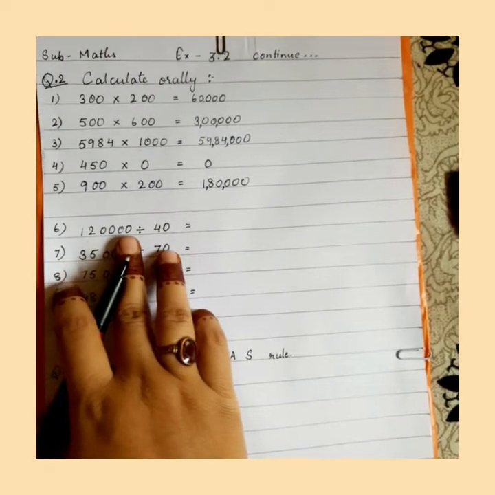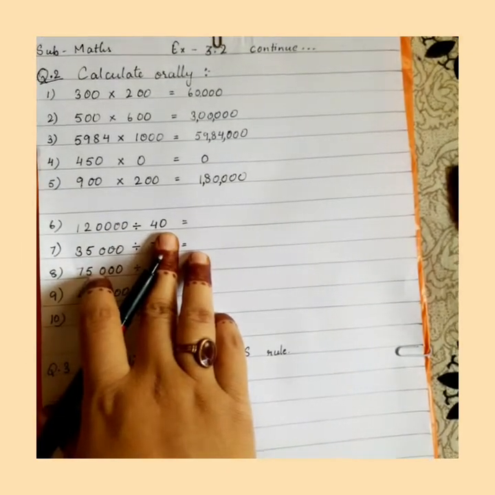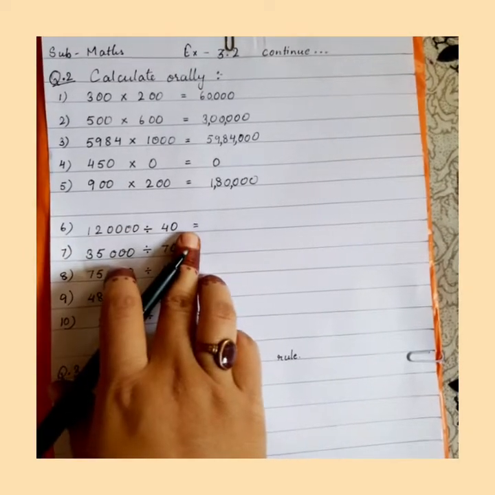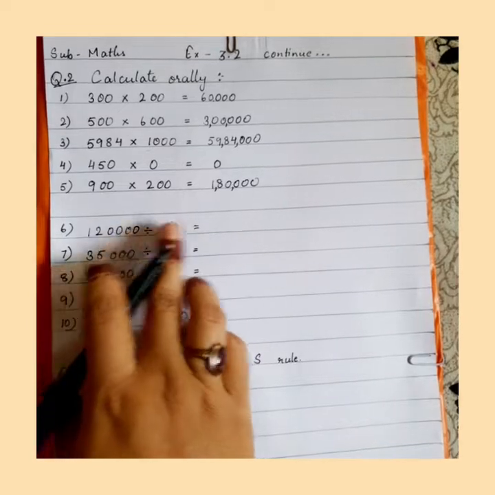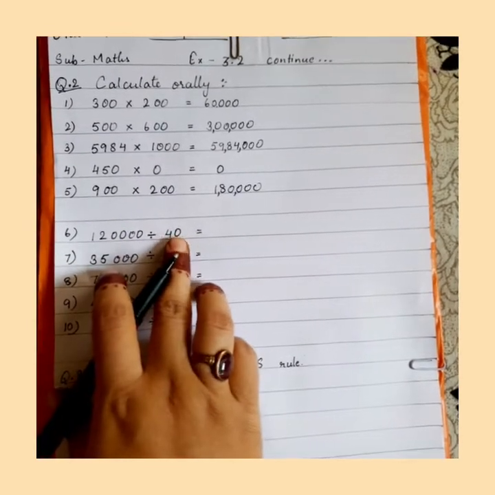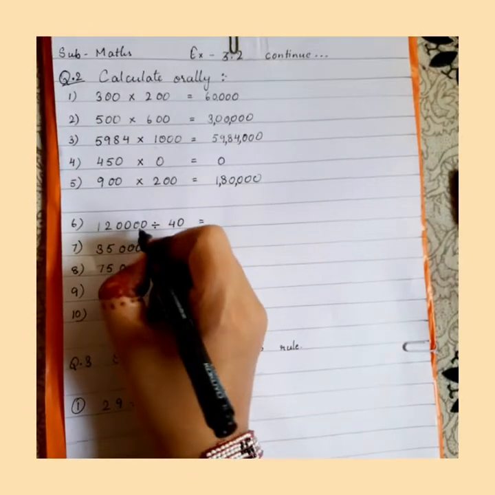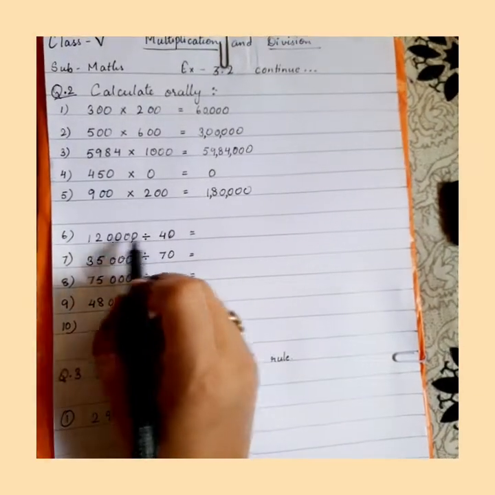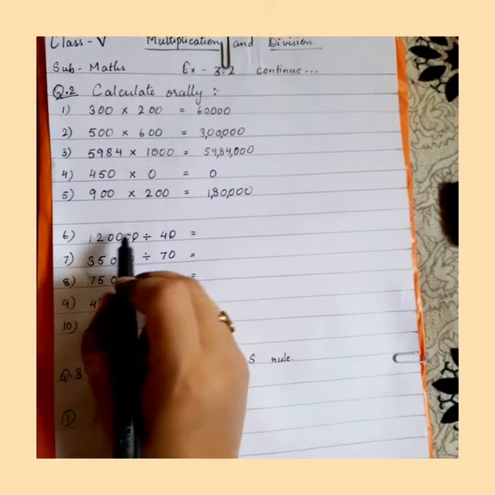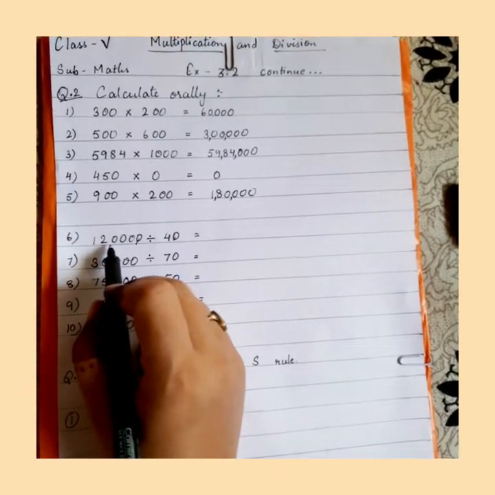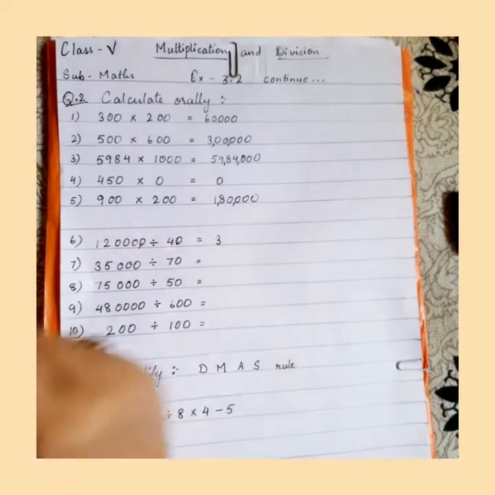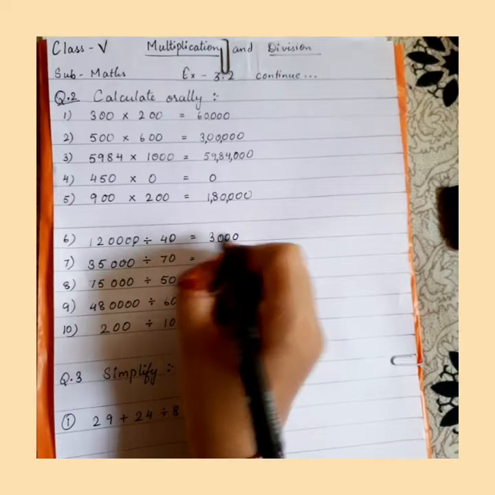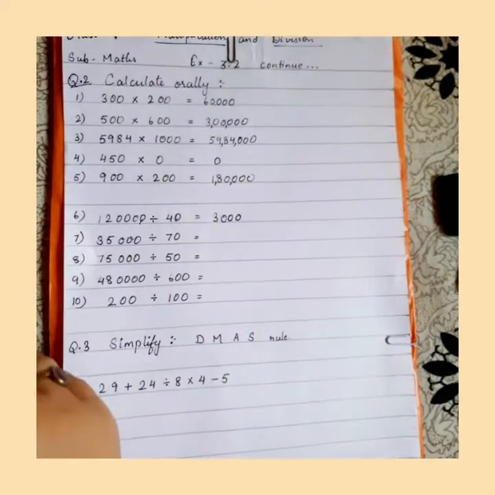12,000 divided by 40. Always remember, when the dividend is divided by the divisor, the same number of zeros are cancelled. So here there is 1 zero in the divisor, so 1 zero will be cancelled from here, and 1 zero will be cancelled from here. So 12 will be divided by 4. 4 3s are 12. So my quotient will be 3, and the remaining zeros will be written as they are. So 3000 will be my answer.